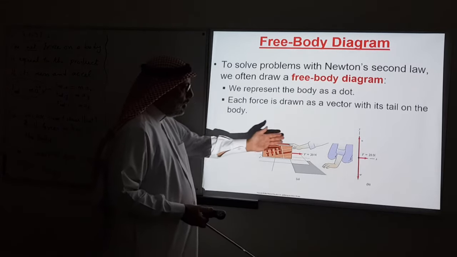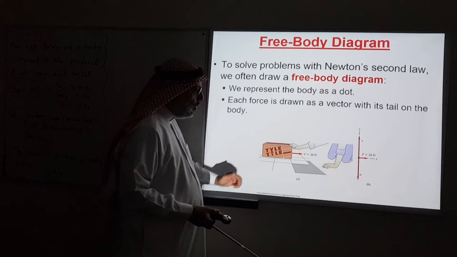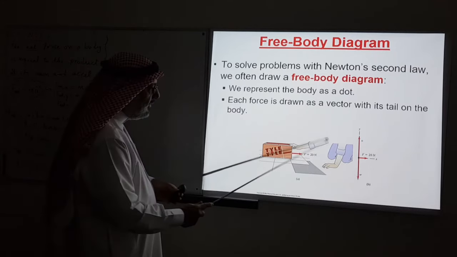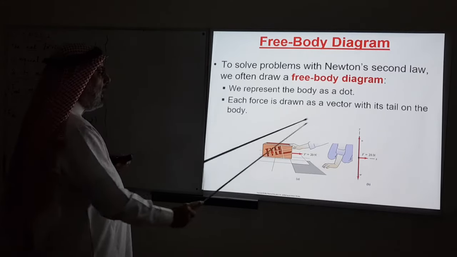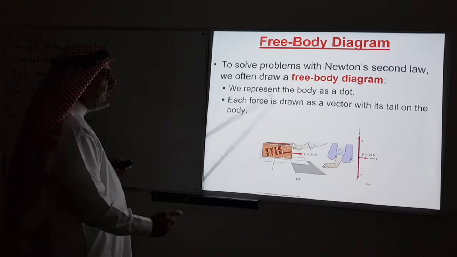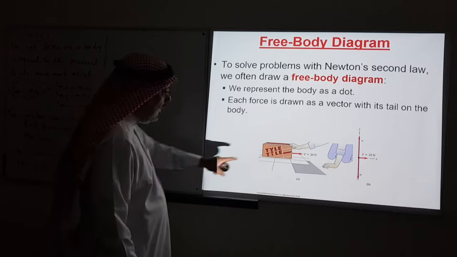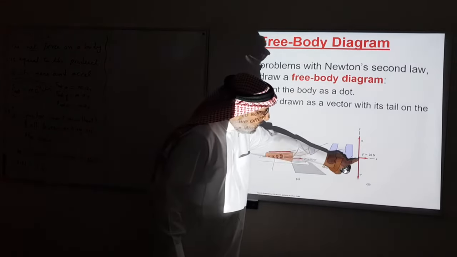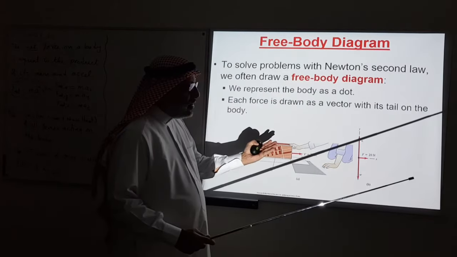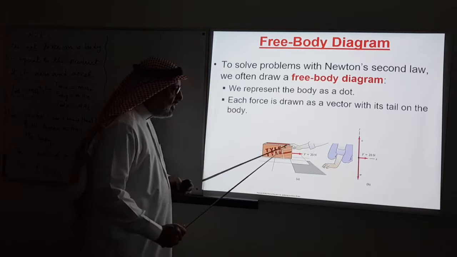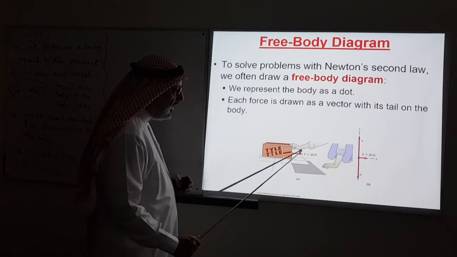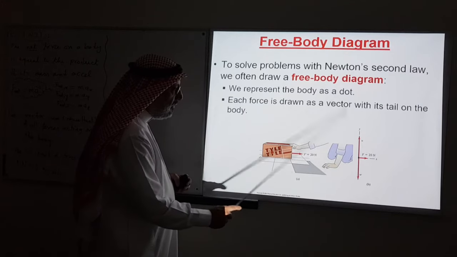We have a person who is pulling a box on a frictionless surface. That's the physical situation. How do we represent that as a free body diagram? You can see that here. The box is represented by the dot, and then we show the forces acting on the box. We have the pulling force due to the hand of the person, so that is F in here.